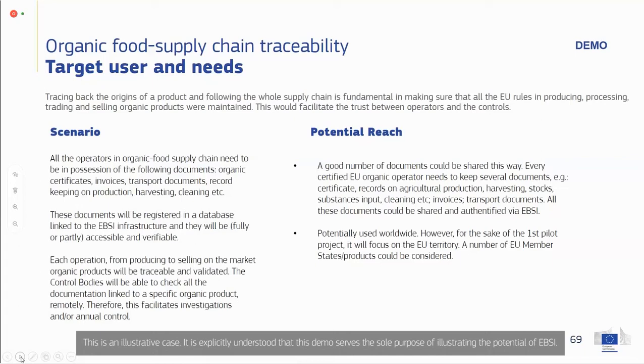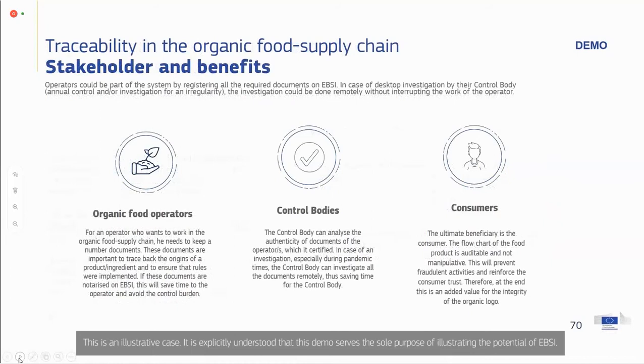How? Basically, all the operators working in the organic food supply chain need to have a numerous number of documents on several things. First of all, every operator in the organic food supply chain needs to be certified by a recognized control body, so it needs to have a certificate. And then there are a number of documents they need to have, like record-keeping documents on cleaning, agriculture production, harvesting, storage facilities, transport, invoices, a long list of documents. So these documents would be registered and notarized on the EBSI chain, and the control body certifying that particular operator would have access to these documents and could verify their authenticity. And all this is done remotely, which is very important.